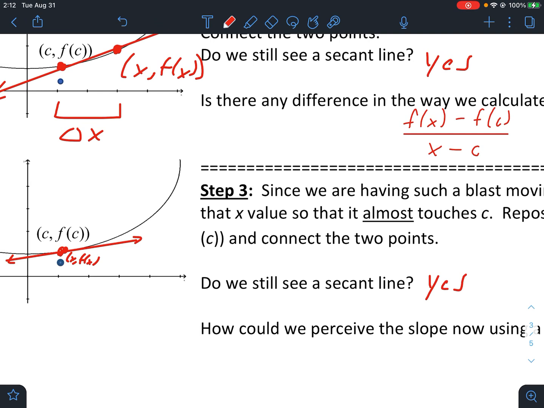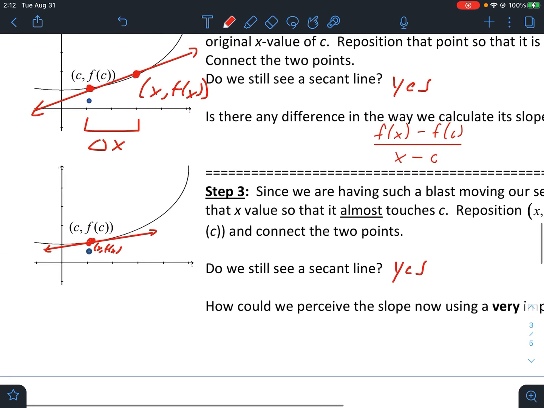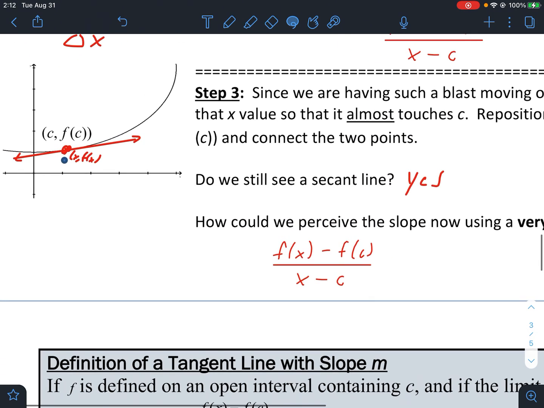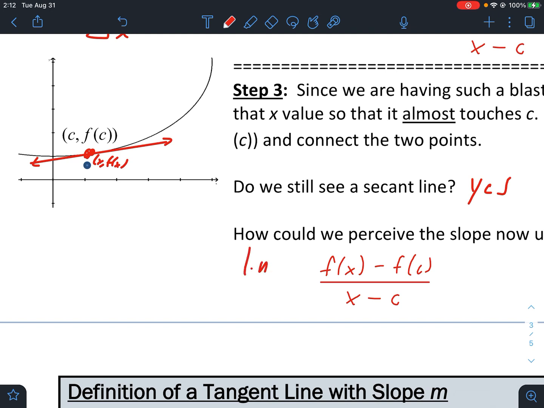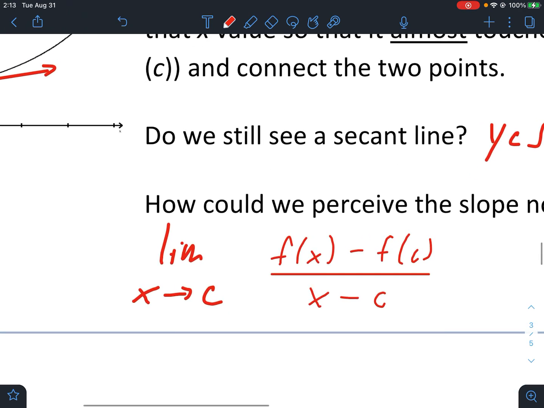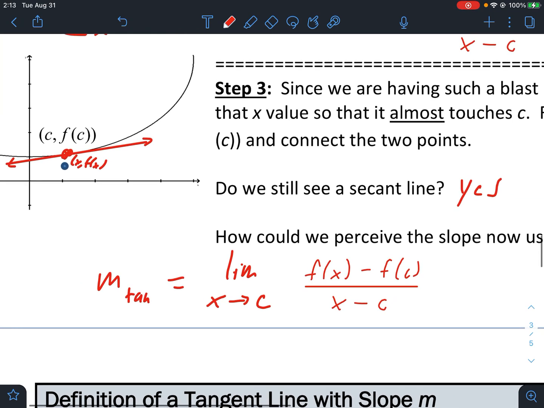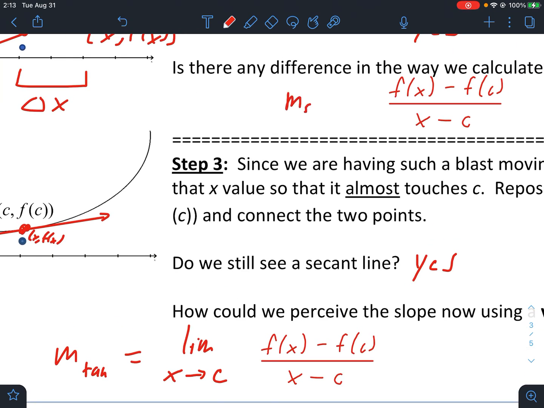How could we perceive the slope now using a very important concept from Unit 1? Well, remember Unit 1 was talking about limits, right? So if we take the slope of the secant line, but if we take the limit as our second x value, x, approaches our first x value, c, that's how the slope is going to be changing as we get closer and closer and closer to merging those points together. So we say this is the slope of our tangent line. Okay, and up here, the first two, this is our slope of our secant line.